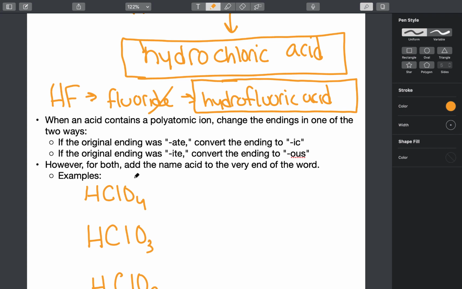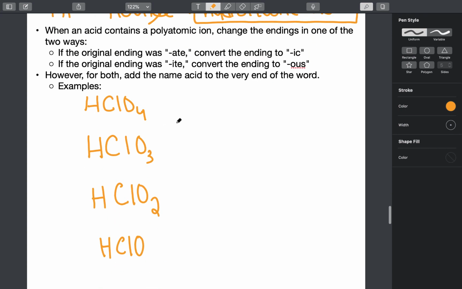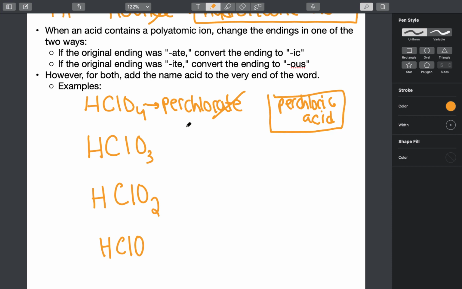So here, you'll recognize these as the same example that we had above. So do you remember what this species was? Hopefully you said perchlorate. Therefore, in order to write this, you drop the "ate" and put "ic," so it's perchloric acid. So please note that I don't put hydroperchloric acid. It's just perchloric acid.